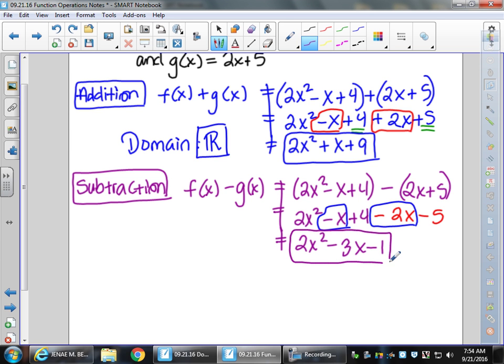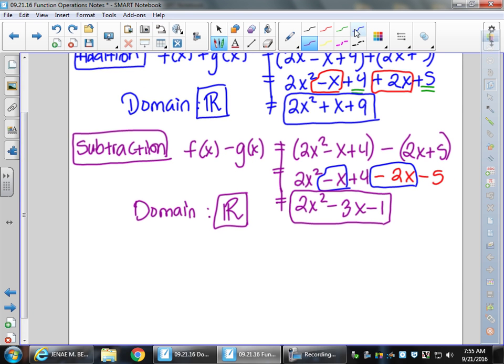And also state the domain, please. Do we match? Pretty good? This is not too bad, right? We're just really practicing our algebra right now. Good? Okay. After subtraction comes multiplication.